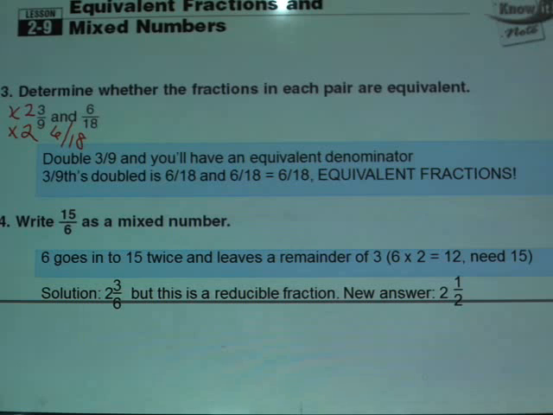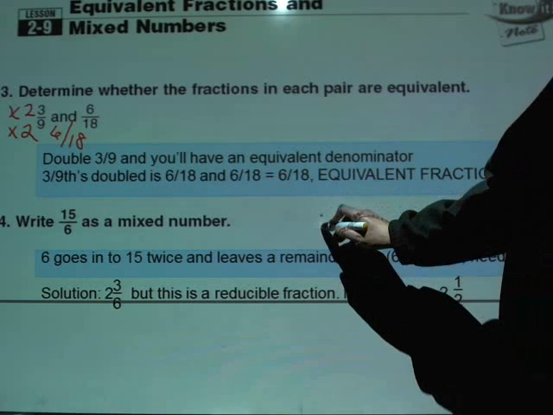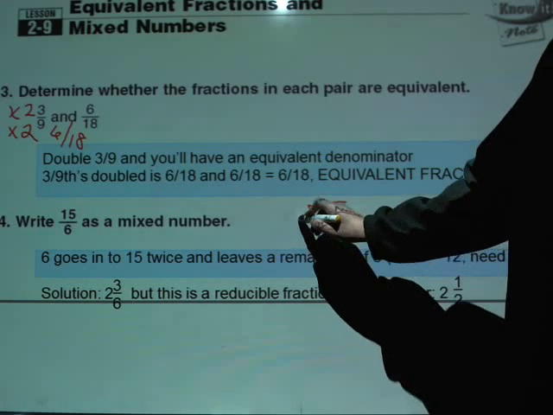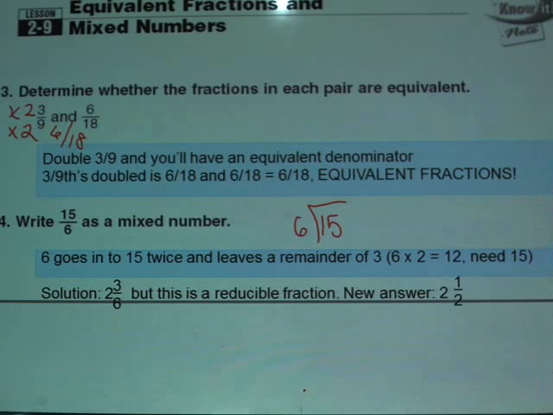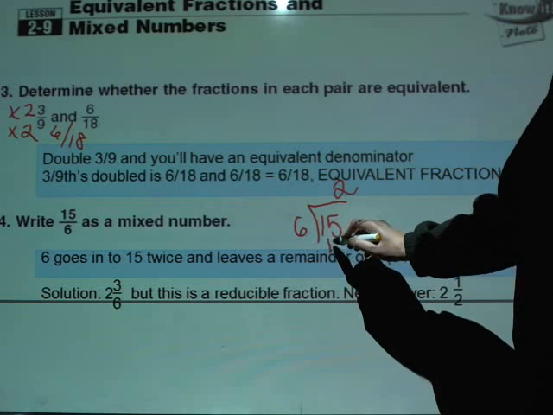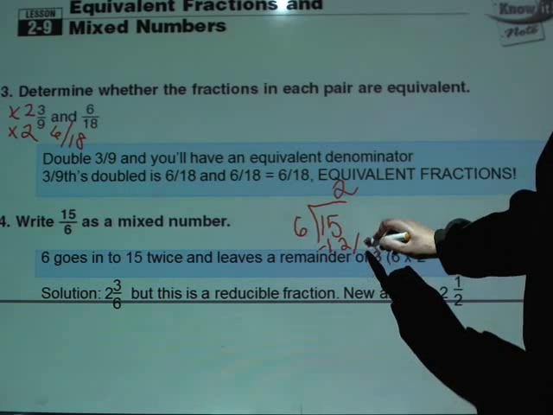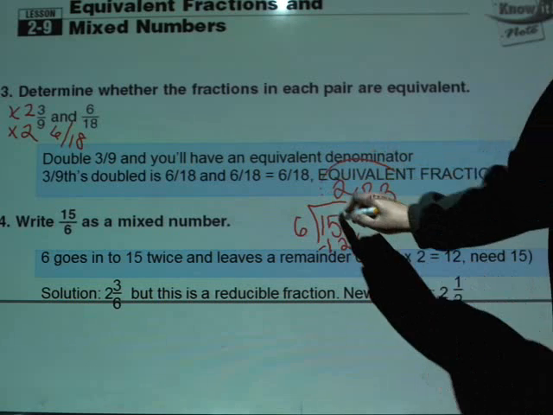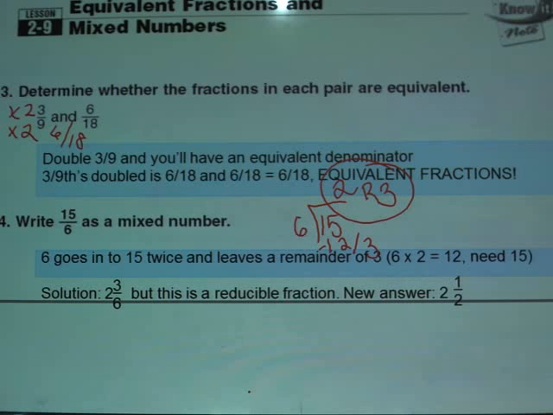All right, let's look at number 4 here. We're writing 15/6 as a mixed number. So a little bit of division would be in order here. Remember, you're going to divide numerator divided by denominator. Old school, 2nd grade, 3rd grade division. 15 divided by 6. Well, the most number of times I can feed 6 into 15 is 2. 2 times 6 is 12. 15 minus 12 is 3, which means I have a remainder of 3.